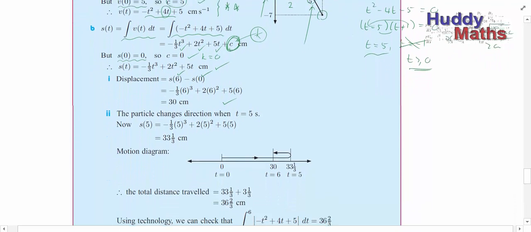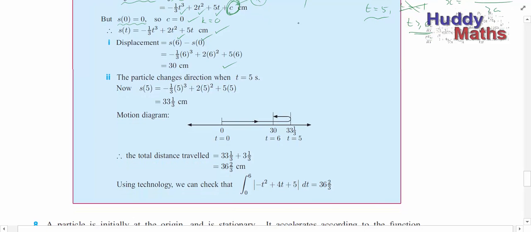Then let's have a look at the total distance travelled now. And if you have a look at the total distance travelled, let's have a look at, first of all, when does it change direction? So you're going to put the velocity equal to 0, and we found that already as 5 seconds. So find the displacement at 5, and what do you find? It was at 0, and t is 0, displacement was 0. At 5 it's 33 1/3. Then it changed direction, so we need to find it at 6.